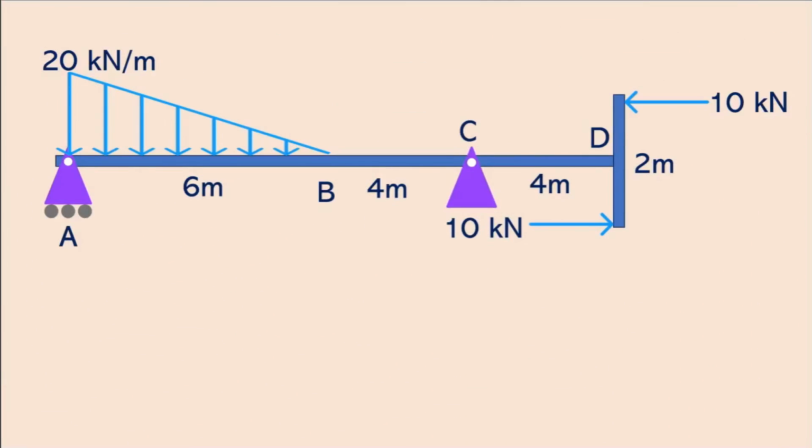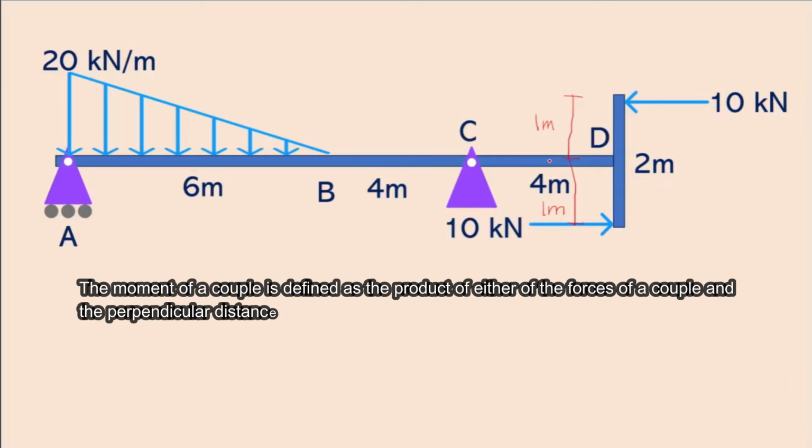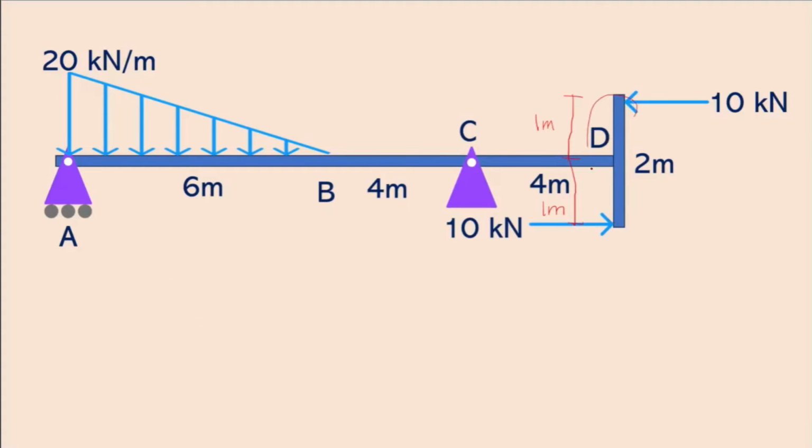Now, in our next example, we will try to solve this beam. Now, this beam has a couple here. Again, in mechanics, a couple is a system of forces with a resultant moment of force, but no resultant force. And then the moment of a couple is defined as the product of either of the forces of a couple and the perpendicular distance between the line of action of forces. And so this is the perpendicular distance, which is 2 meters. And then that's called the arm of the couple.